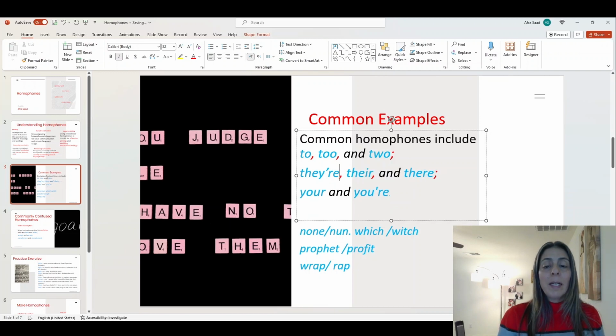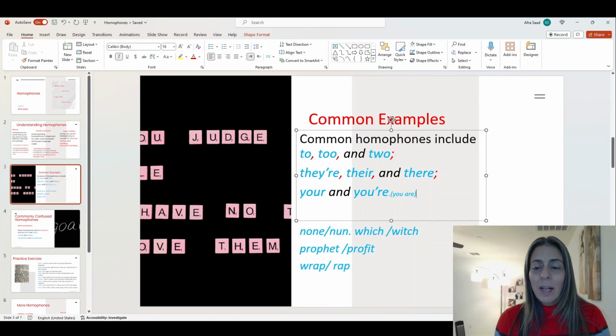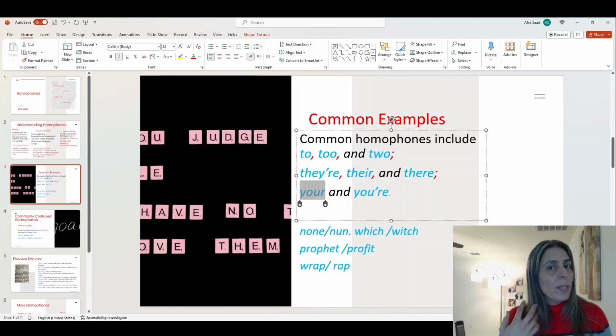There, this one is a reduction of they are. So we have there, and there. All right, we have your and your. Again, this one is you are. But you are does not sound like your, so we are going to use the reduction form of it, which is you're, and this is your. So they sound the same.